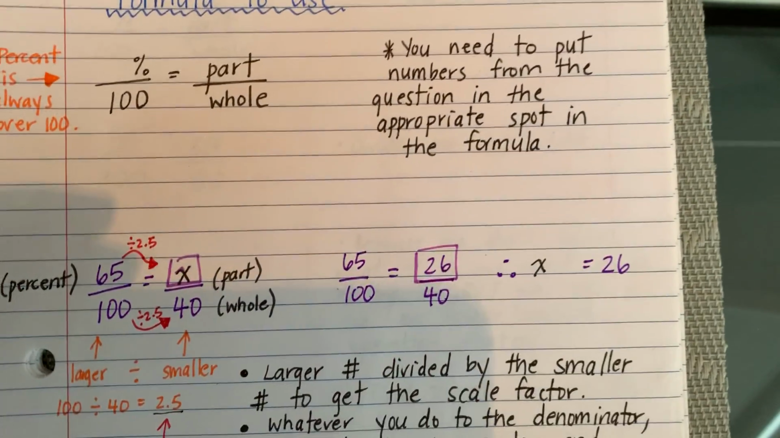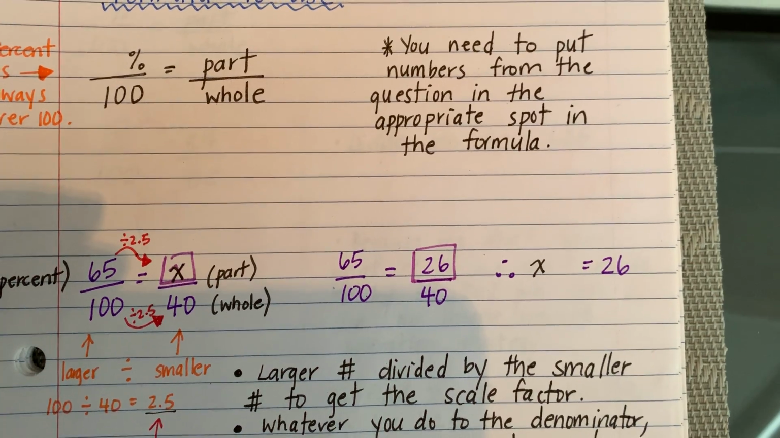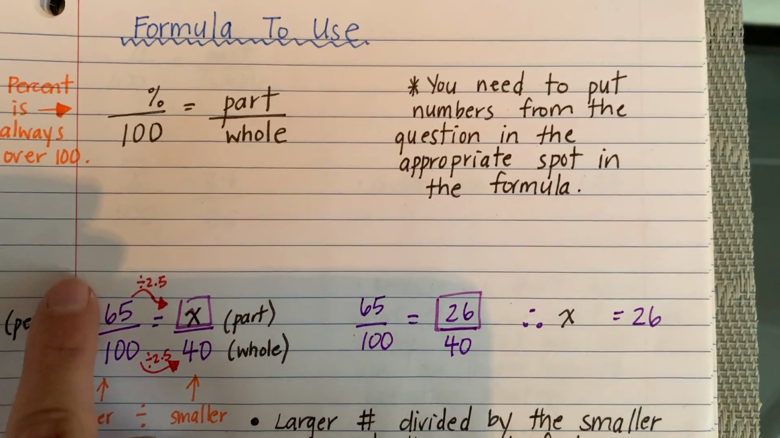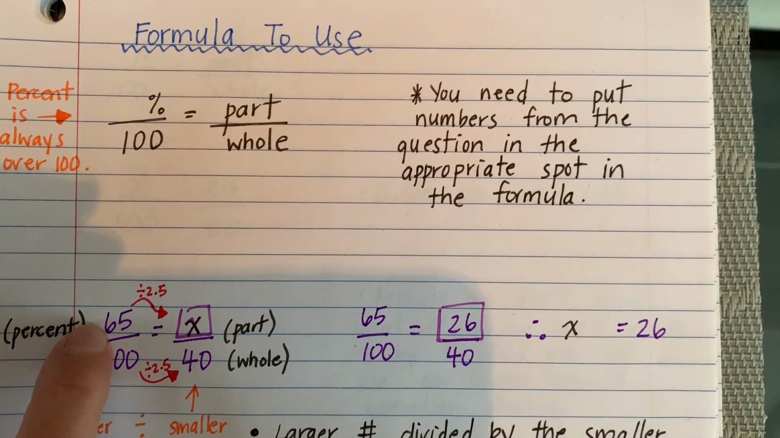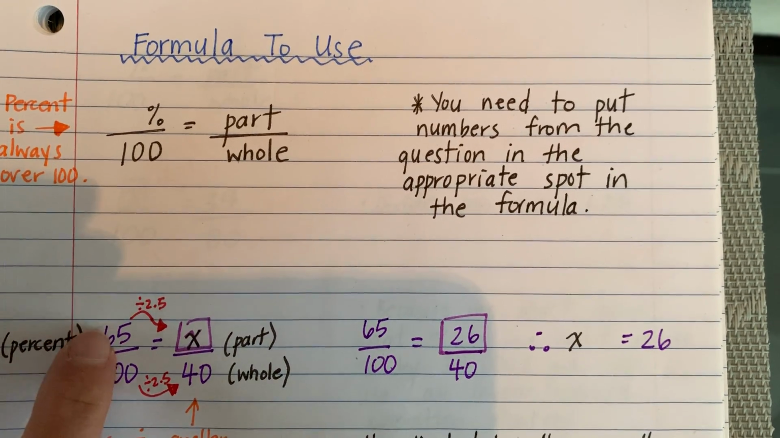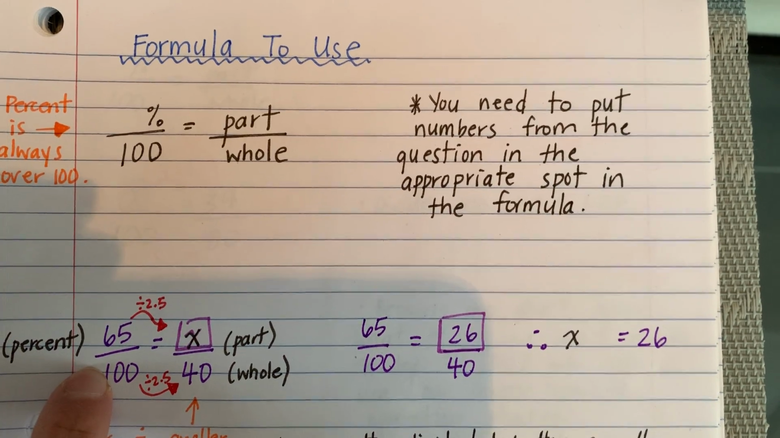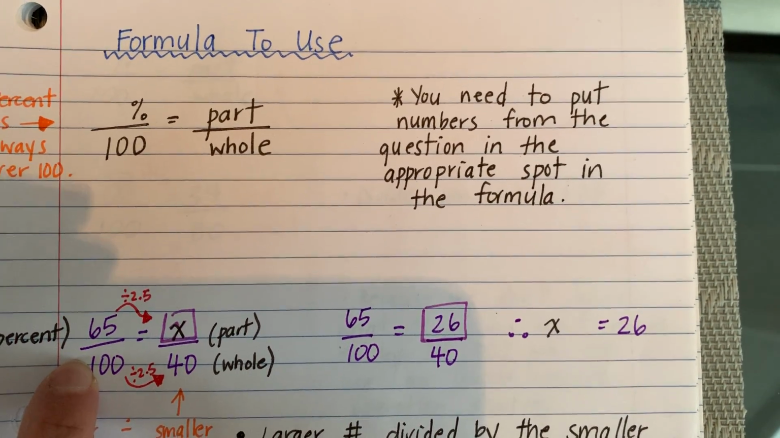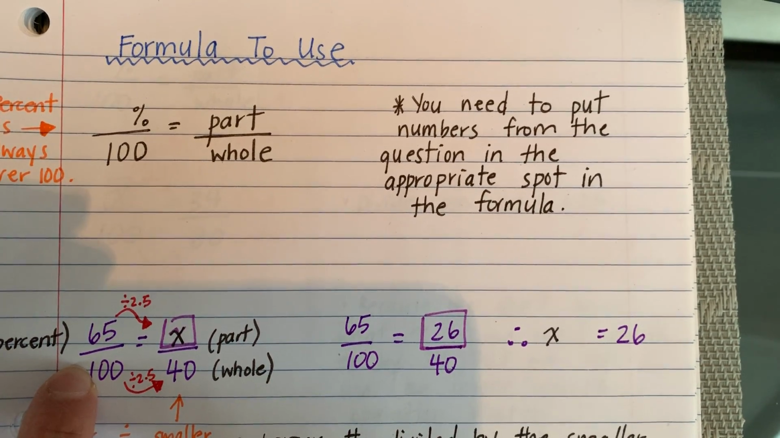So the first question says, on a multiple choice test, Marcus answers 65% of the questions correctly. So I am given the percentage, so I'm putting that into my formula. 65 over 100, that's the percentage that Marcus answered correctly. If there were 40 questions on the test, how many did he answer correctly?